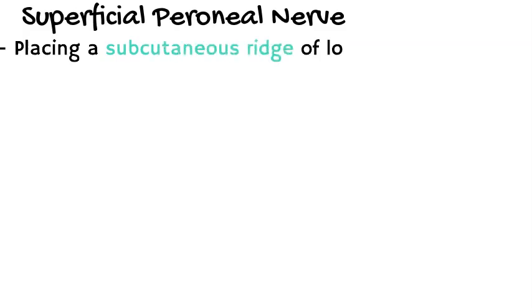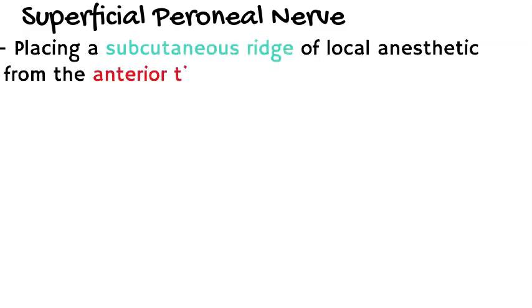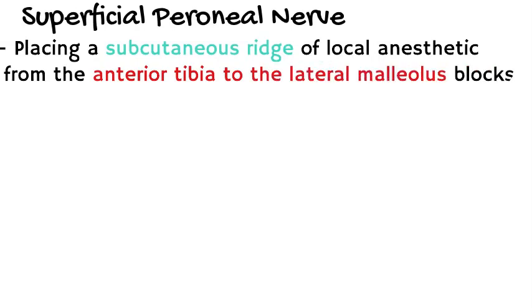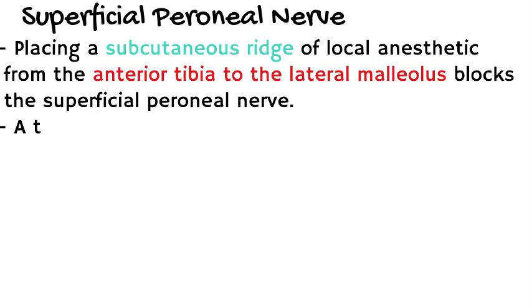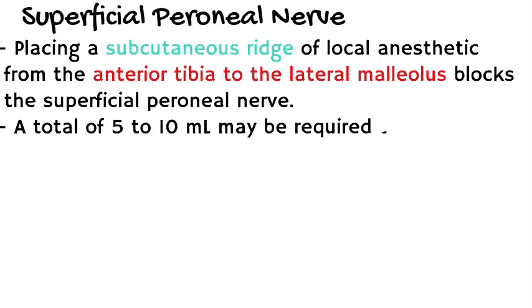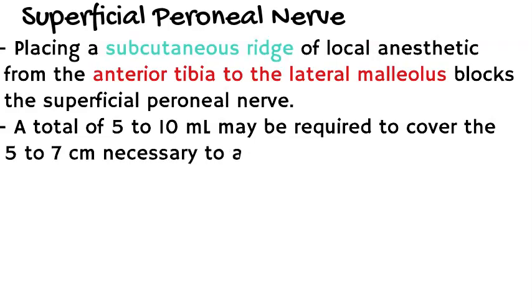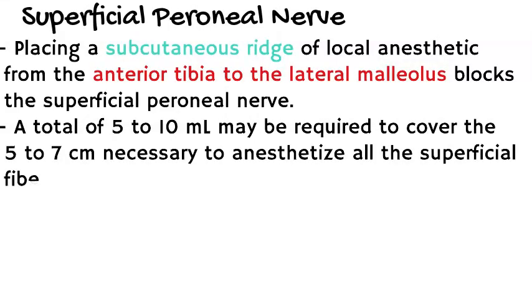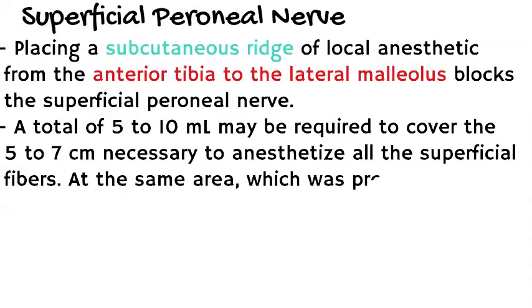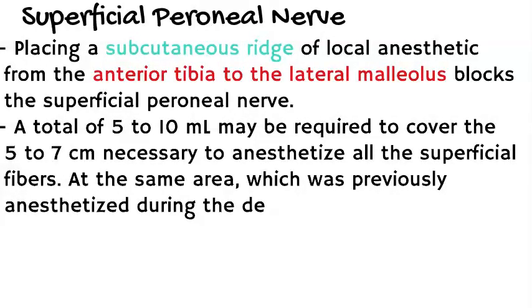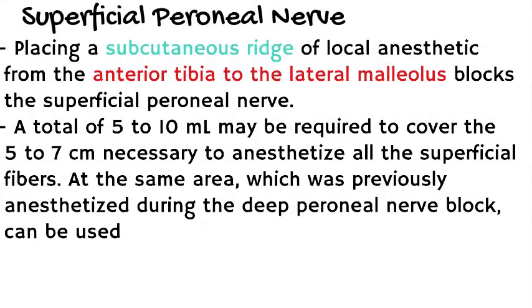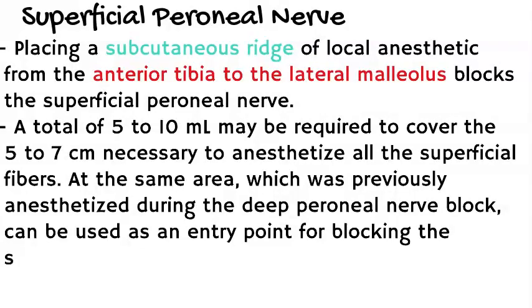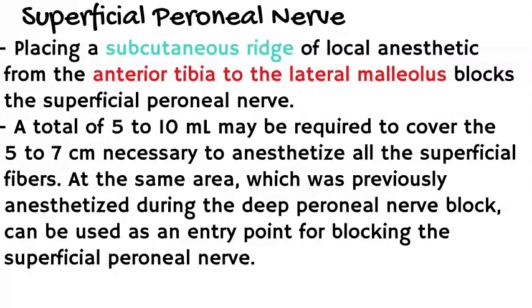For the superficial peroneal nerve, placing a subcutaneous ridge of local anesthetic from the anterior tibia to the lateral malleolus blocks the superficial peroneal nerve. A total of 5 to 10 ml may be required to cover the 5 to 7 cm that is necessary to anesthetize all the superficial fibers. The same area which was previously anesthetized during the deep peroneal nerve block can be used as an entry point for blocking the superficial peroneal nerve.